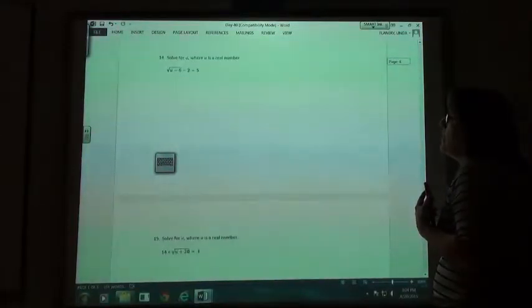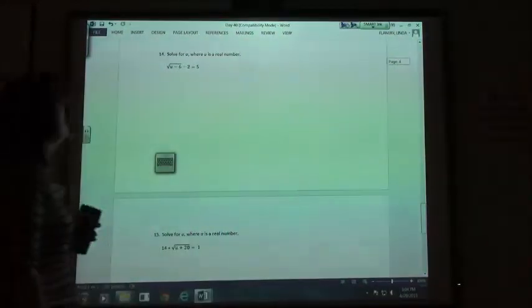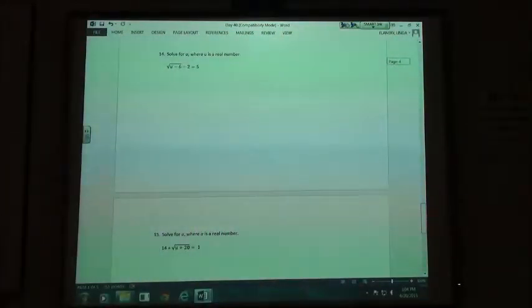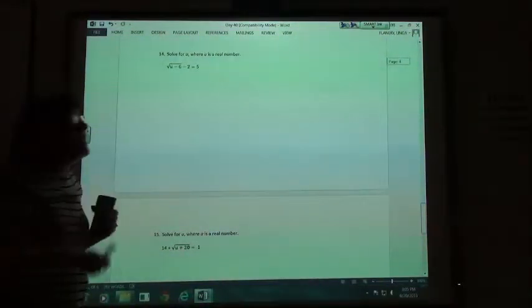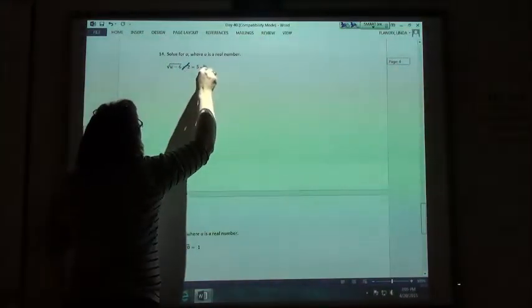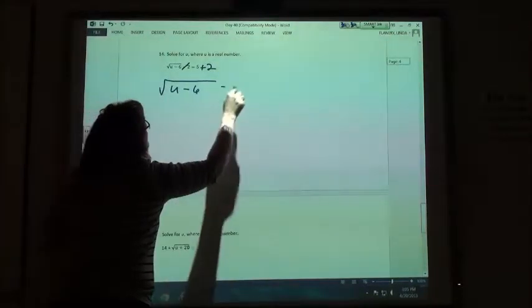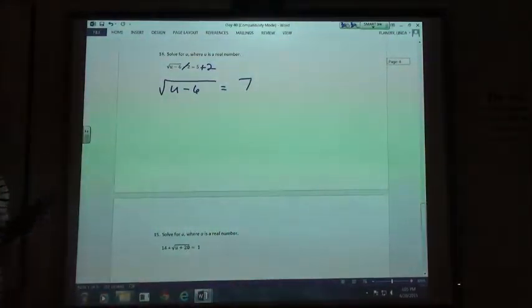Number 14, I'm solving for u. Again, this one has a radical symbol in it. It has a square root, but it's not by itself. So before you can square both sides, you have to move the number to the other side and get the radical by itself. So in this case, I'm going to go ahead and add my 2 and say the square root of u minus 6 is equal to 5 plus 2, which is 7.